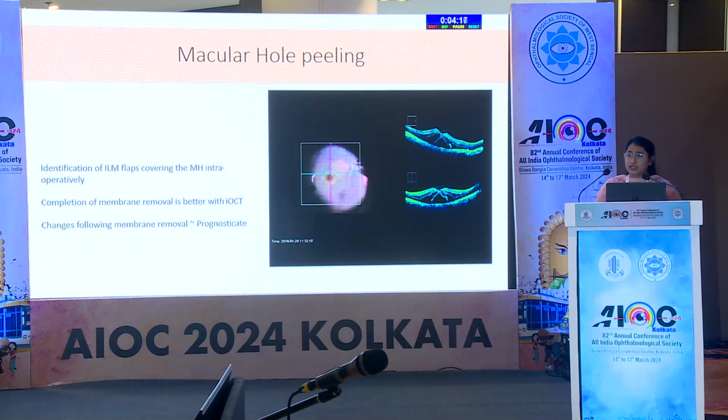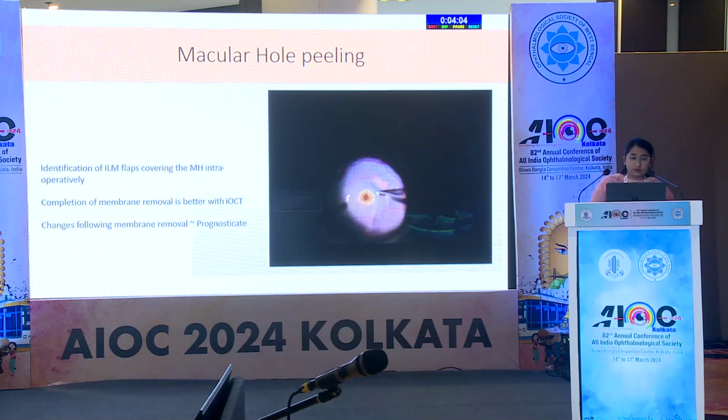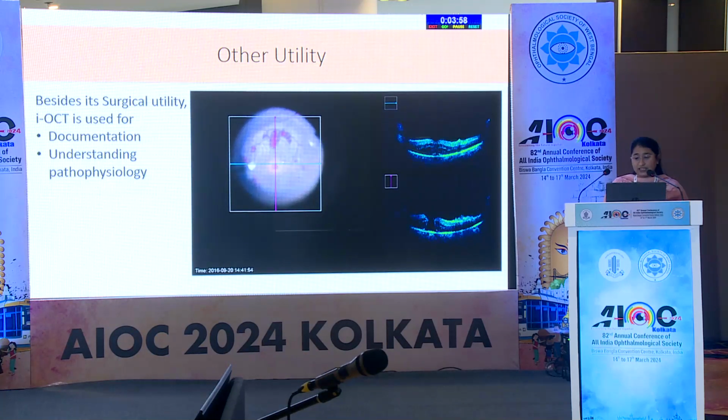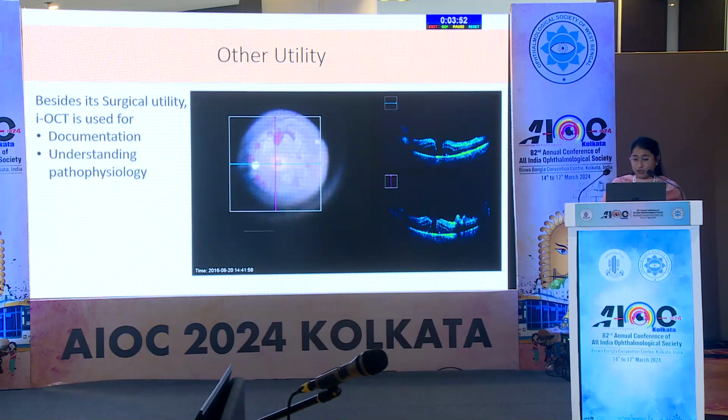Previously, we were prognosticating macular holes based on preoperative features such as the MHI, the minimum linear diameter. However, with the introduction of the IOCT, a study was done at RP Center by Dr. Vinod, which allowed us to assess the further utility of the IOCT. So basically, at the completion of ILM peeling, we could see some membranes or some tissue at the edge of the macular hole.